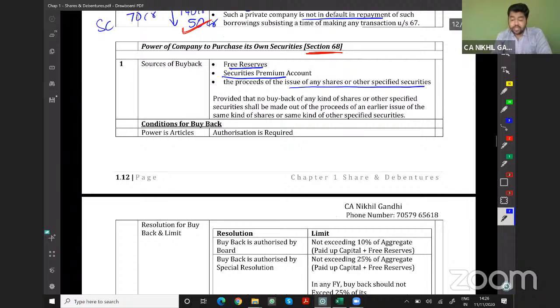Provided that no buyback of any kind of shares or other specified security shall be made out of the proceeds of the earlier issue of the same kind of shares or the same kind of other specified securities. See, shares type A, shares type B. To buy back share type A, you can issue share type B. But to buy back share type A, you should not issue against share type A.